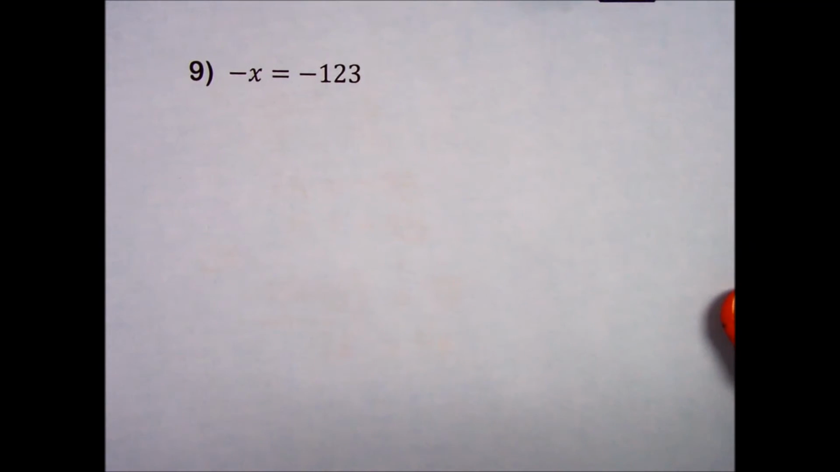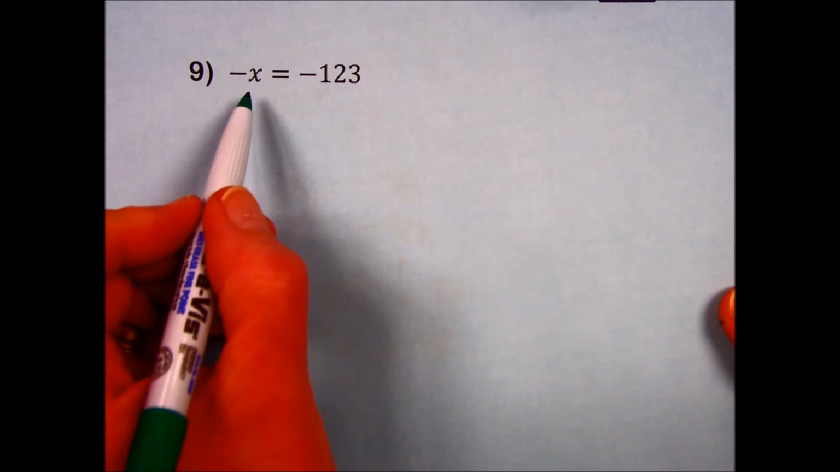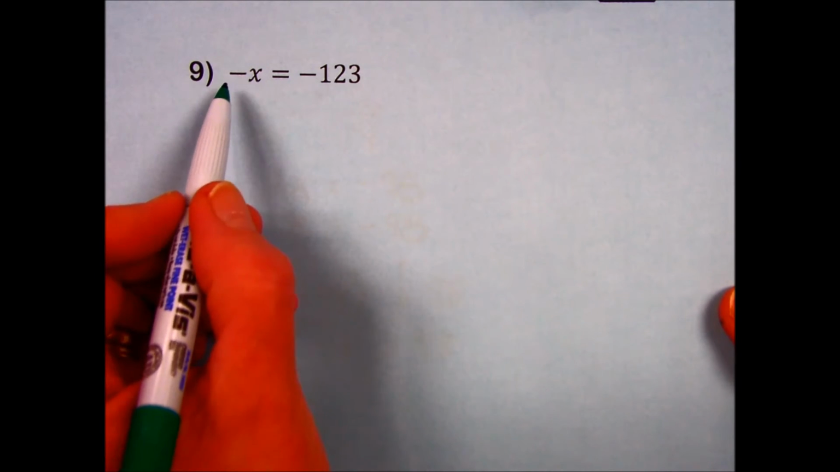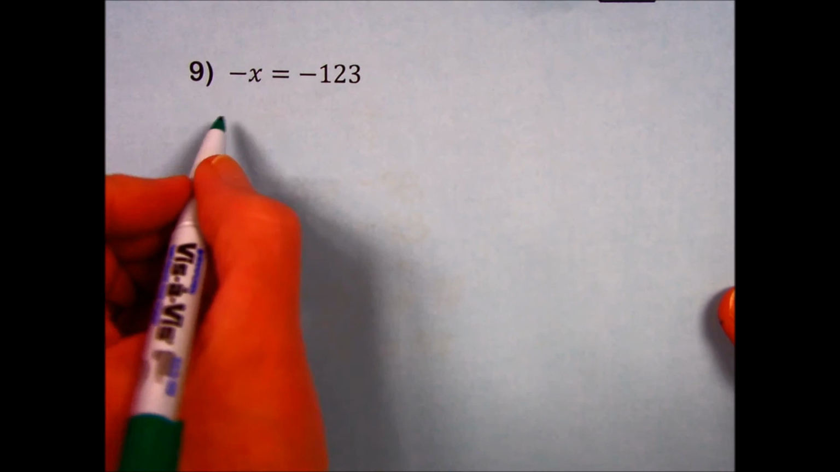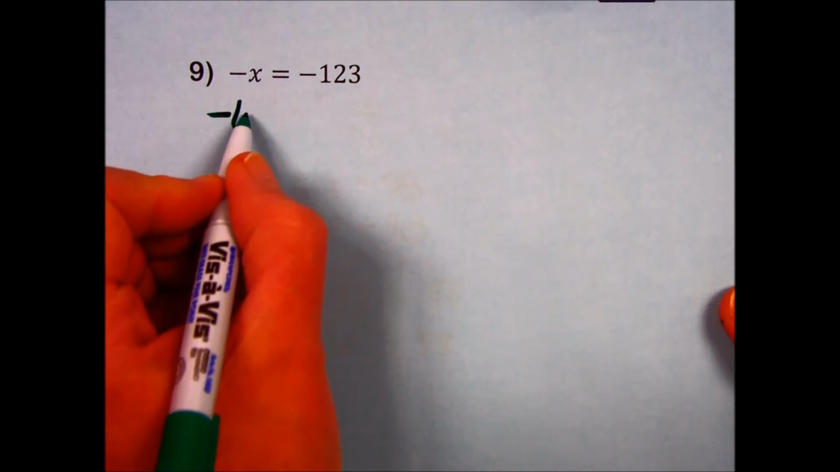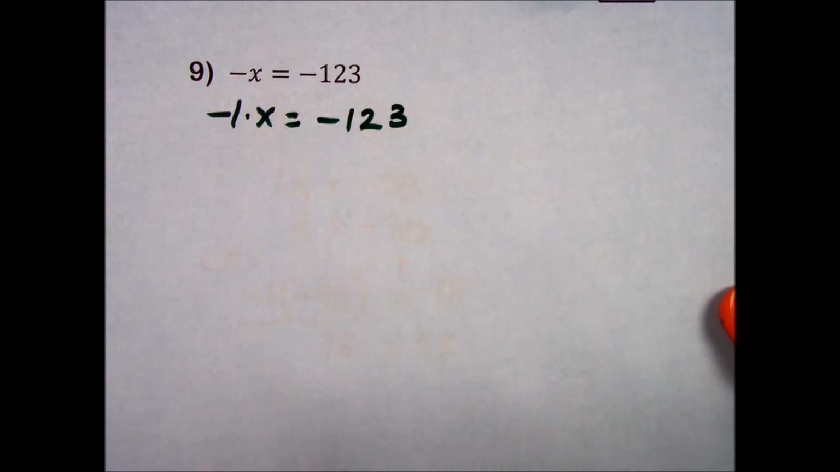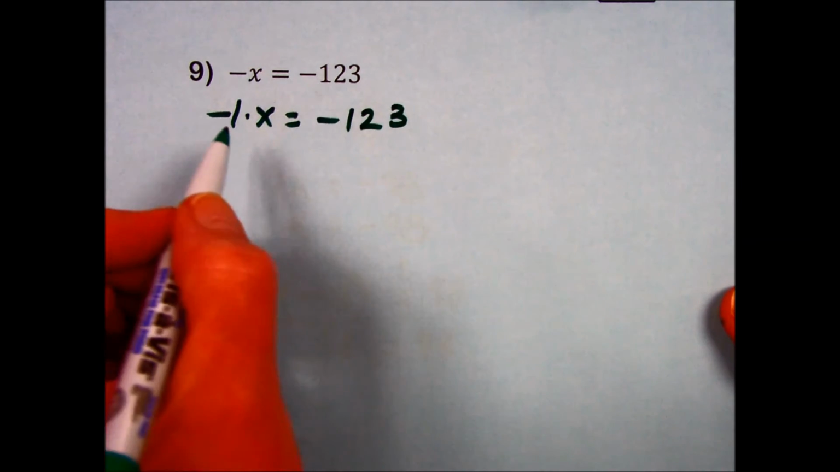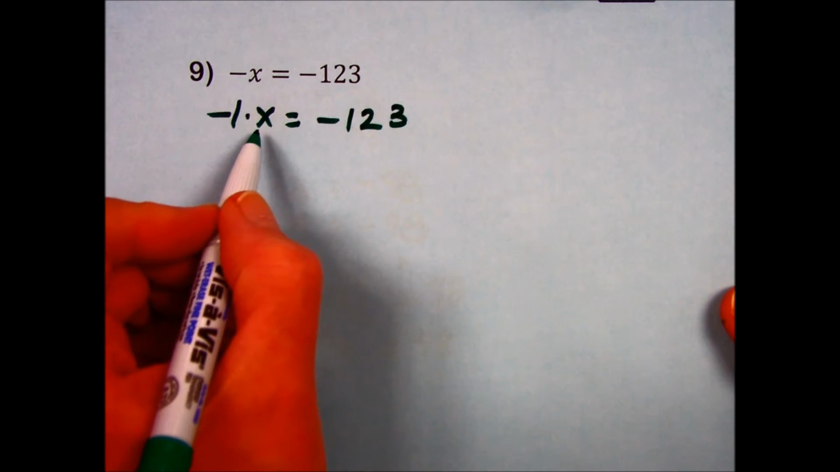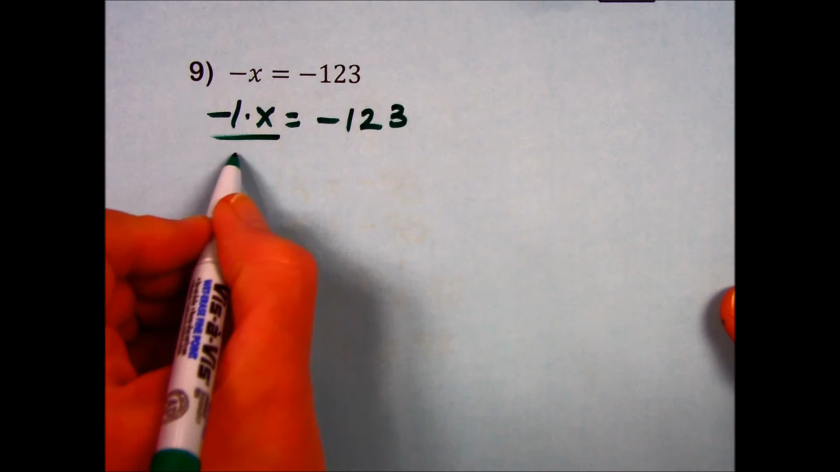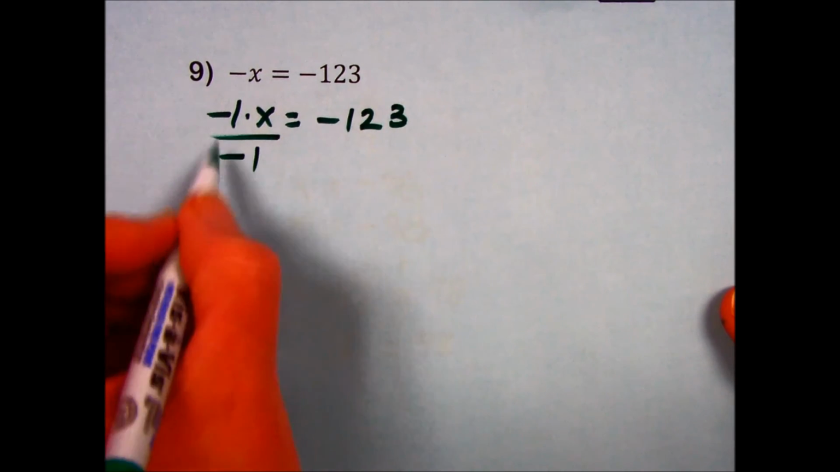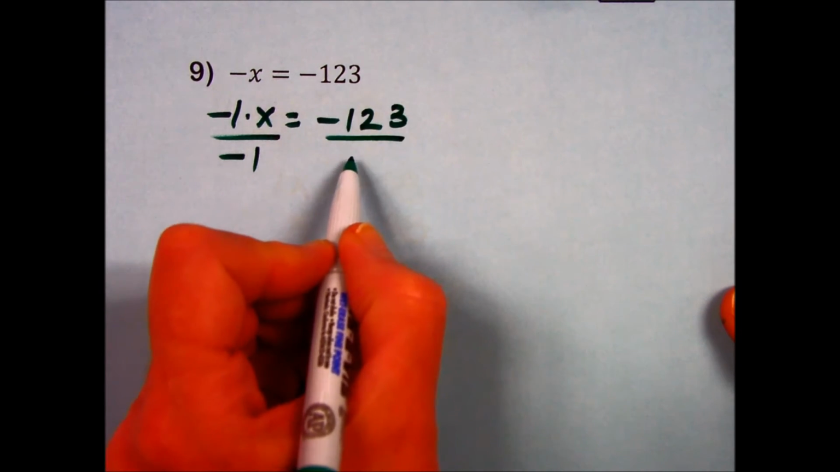On problem number 9, this is shorthand that the math world uses. This minus in front of the x is an implied negative 1 times x. So this looks a lot like the last problem, with the exception of the implied negative 1. Now I see it. Same procedure. I want to solve for a positive x, so I'm going to divide both sides by a negative 1 for the same reasons as stated in the previous problem.